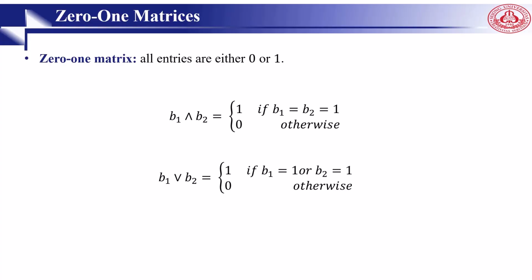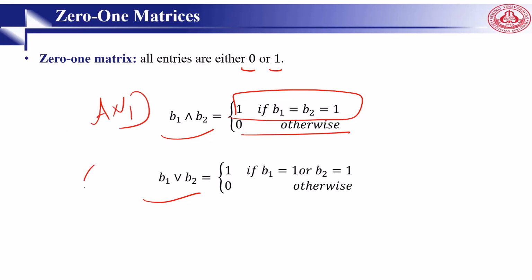The next one is 0, 1 matrices. A matrix whose entries are all either 0 or 1 is called a 0, 1 matrix. Algorithms operating on discrete structures represented by 0, 1 matrices are normally based on Boolean arithmetic, which we already learned about. In AND, if both are 1, the result is 1, otherwise 0. This is simply the AND operation. This is simply the OR operation. If one of them is 1, the result is 1. If both of them are 0, the result is 0. This is the meaning of Boolean operations that we already learned. The same thing can be applied to 0, 1 matrices.